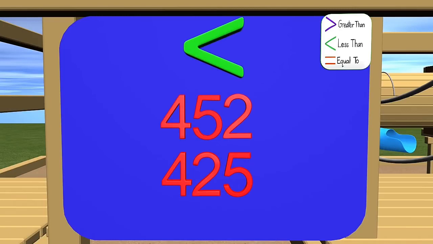Now that we have them lined up, let's compare them using our knowledge of place value. We start with the biggest value first, which is the hundreds place. In the hundreds place, both numbers have 400, so the hundreds are the same. Let's move on to the tens place. In the tens place, in the top number we have 50, and in the number below we have 20. Which number is greater, 50 or 20? The 50 is greater, so right away we know that 452 is a bigger number.